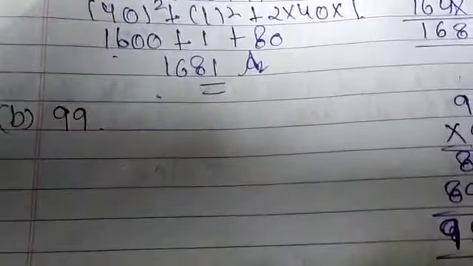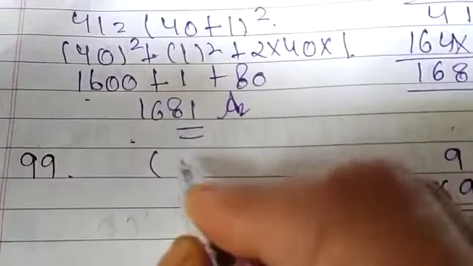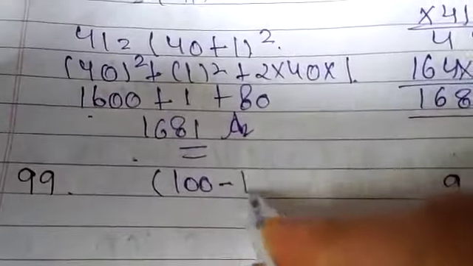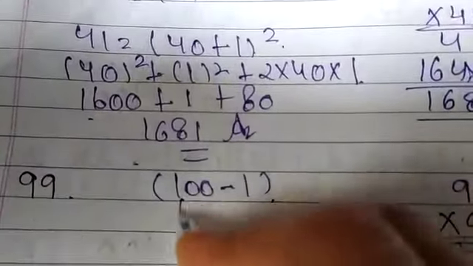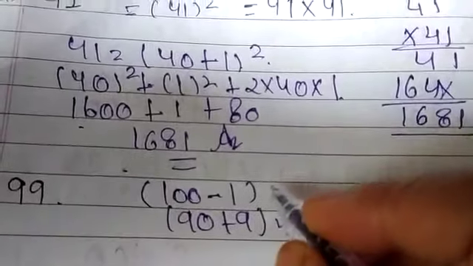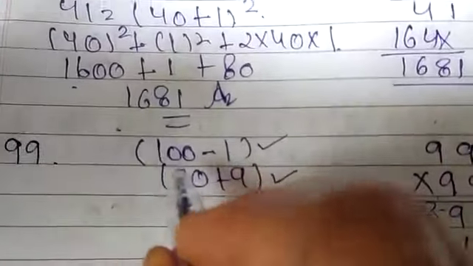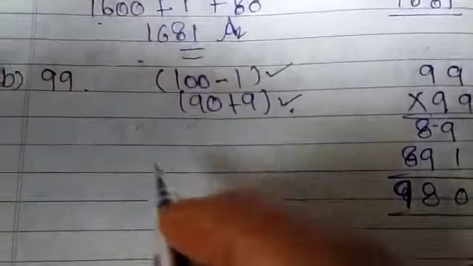Now coming forward to the next, 99. So 99 can be written in two ways. How many ways can 99 be written in? Two ways. What are these ways? First is 100 minus 1, 99, or 90 plus 9. This is the second way. And I feel that this is the most appropriate way. Why? Because I told you the number should be in the multiples of 10, correct?